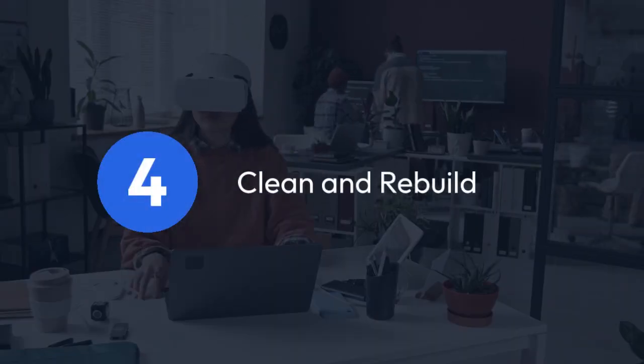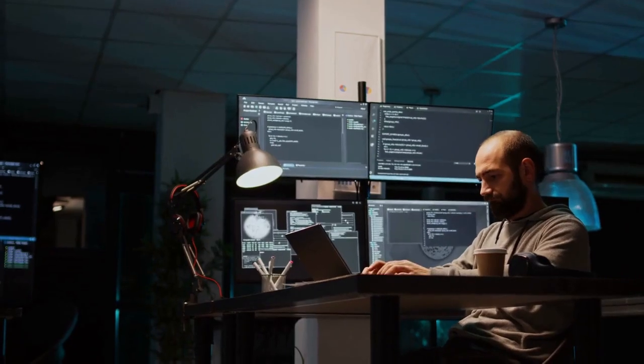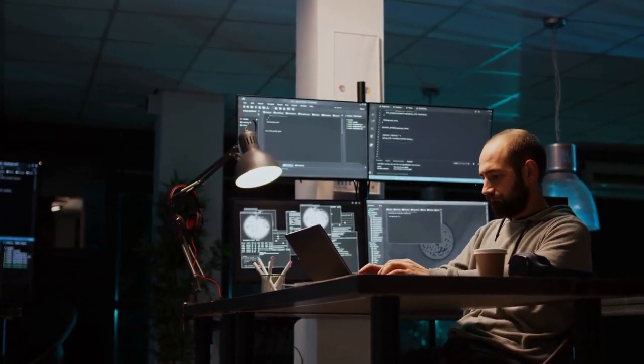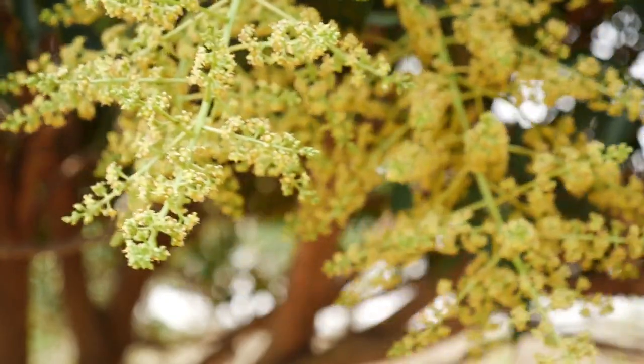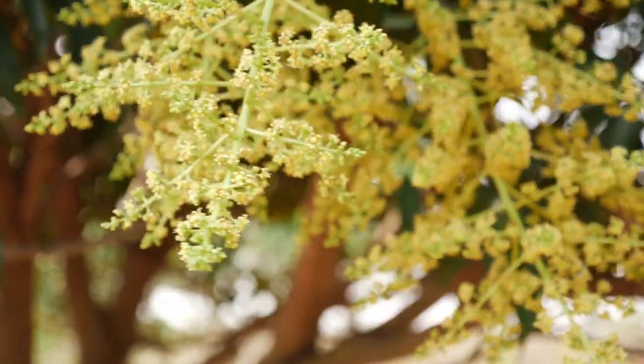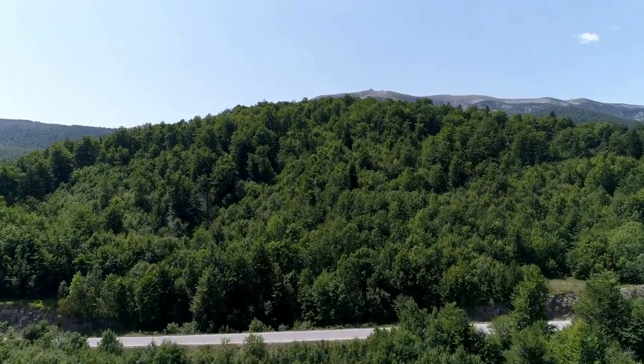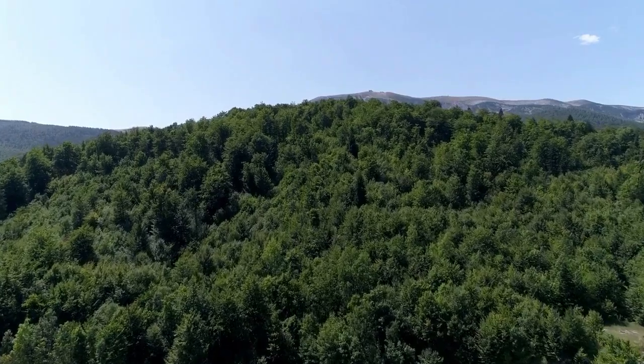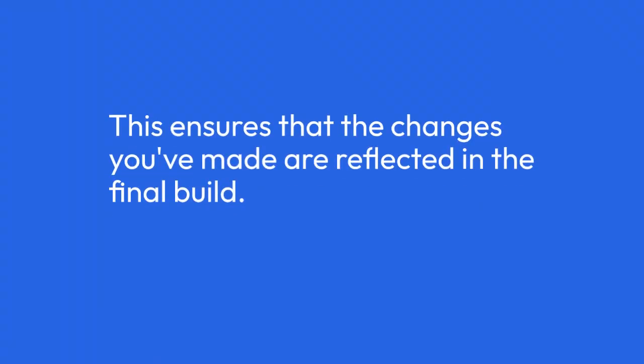Ensure that this declaration is accurate, including capitalization and any folder structure. 4. Clean and rebuild. After making these changes, thoroughly clean your build directory. In your terminal, navigate to your Flutter project directory and run flutter clean. Then rebuild your app for iOS using flutter build ios. This ensures that the changes you've made are reflected in the final build.